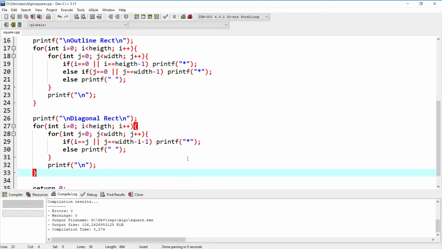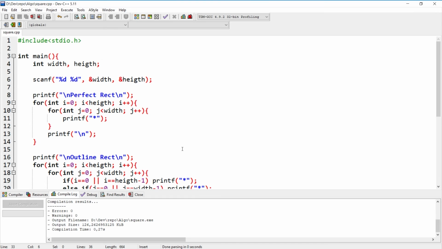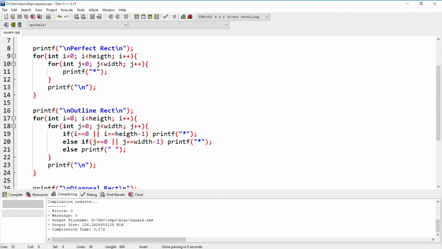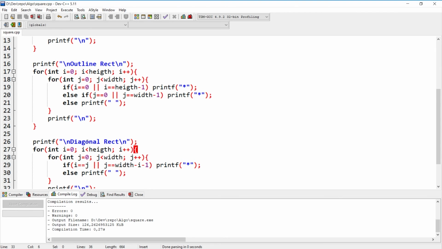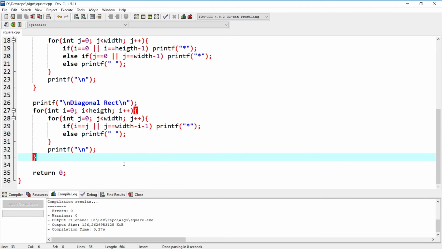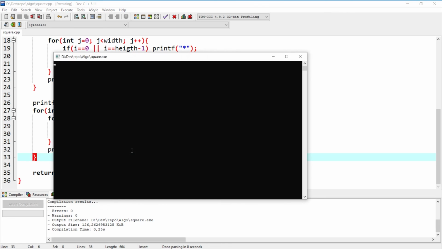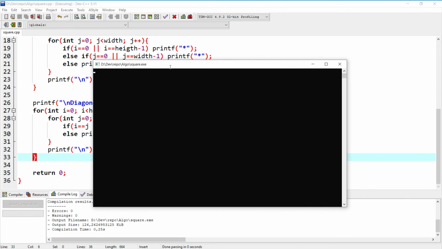Okay, I think that's all from the series of these rectangles. You already created the perfect rectangles, the outline rectangles, and the diagonal rectangles. So let's try to check it again. Let's say I would like to have 13. Okay, it creates a perfect rectangle, also the correct outline rectangle and the correct diagonal rectangle.